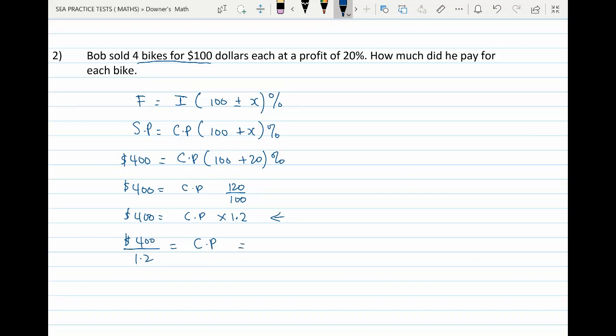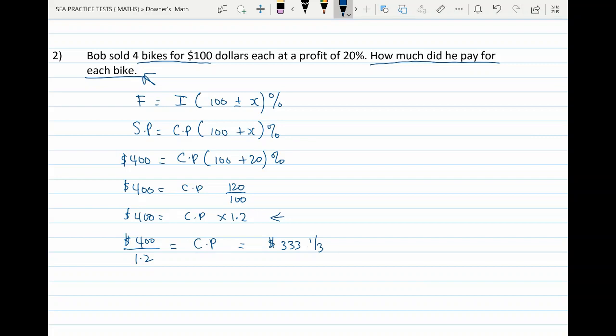So our cost price, when we calculate 400 divided by 1.2, works out to be a figure of $333 and a third cents, or 0.333 recurring. But if we use this, and we divide that by 4, we can get the cost price for each bike, which is what they're asking for. How much did he pay for each bike? This is what they're asking for. So read carefully, answer carefully.